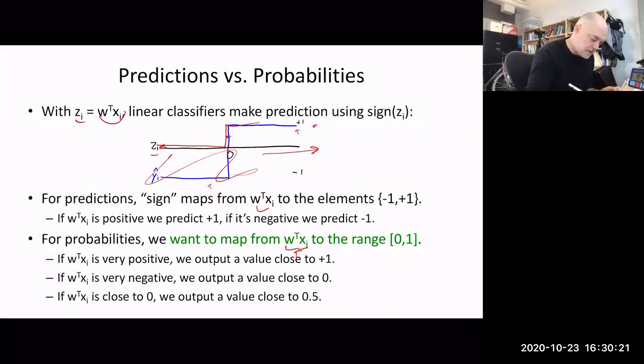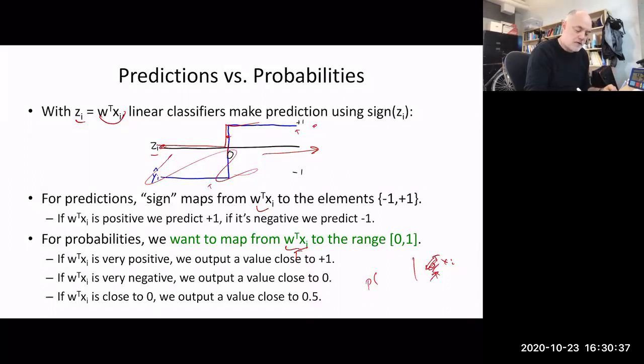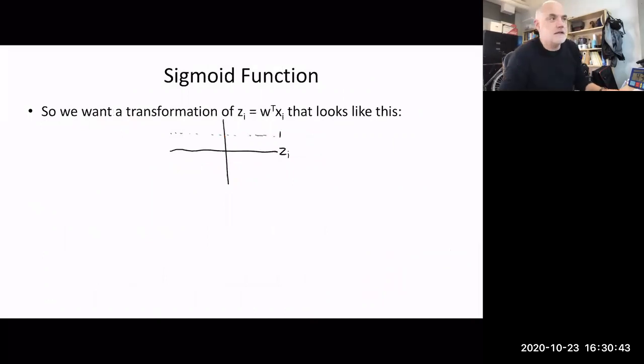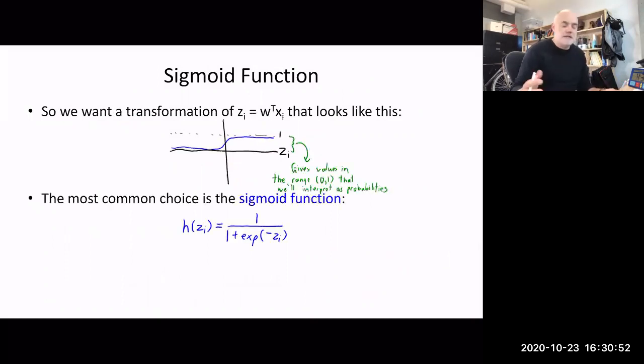So again, we're thinking about how to write down an expression. We're given w transpose xi from some model. We learn it with support vector machines or logistic regression or whatever. So we have this model, and we're looking at estimating one probability, +1. And I see a suggestion, sigmoid, sigmoid, sigmoid, that's right. So we want a transformation that looks like this. And the most common choice is the sigmoid function.